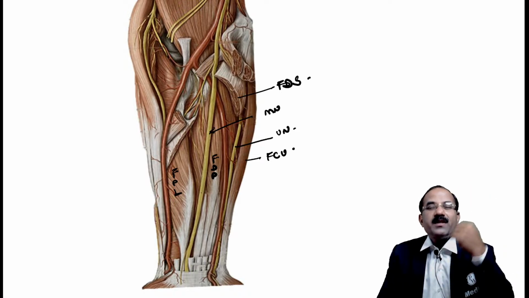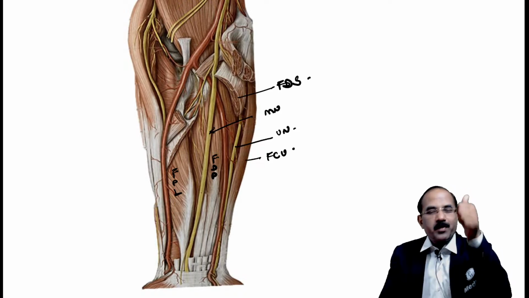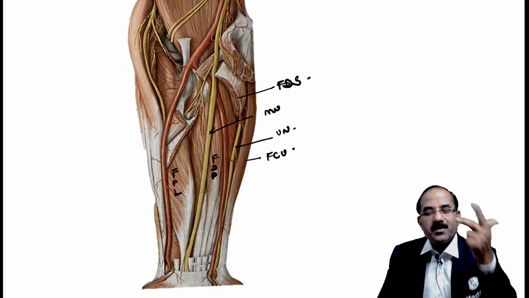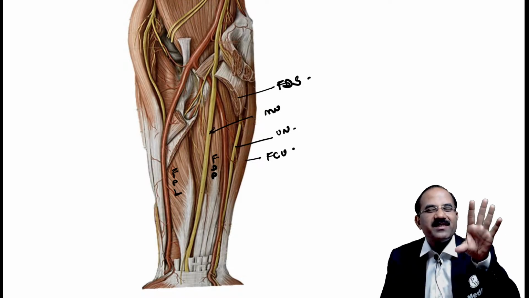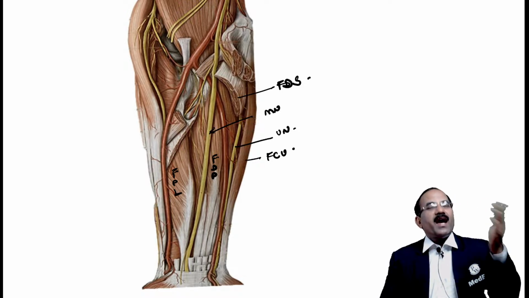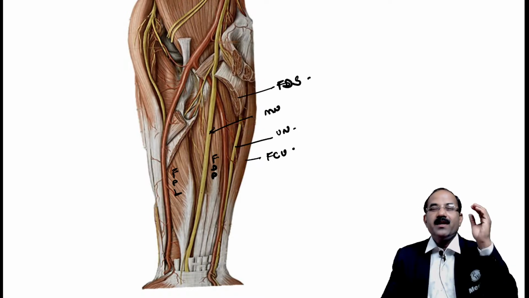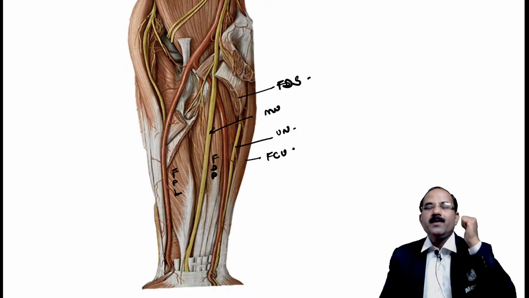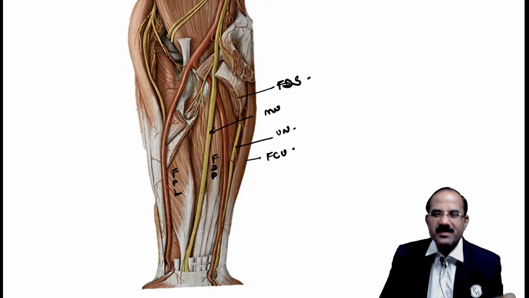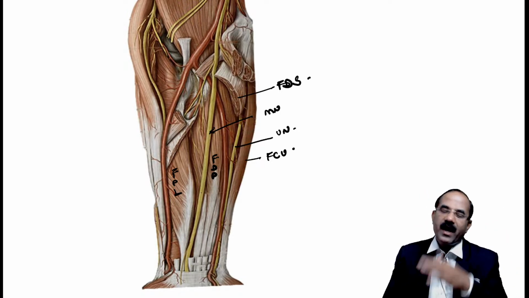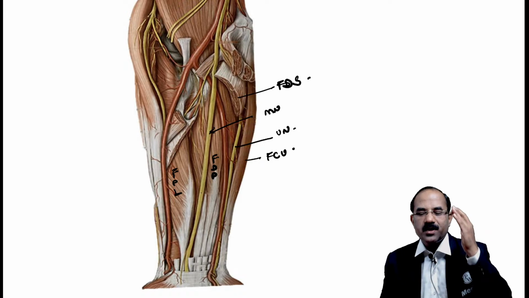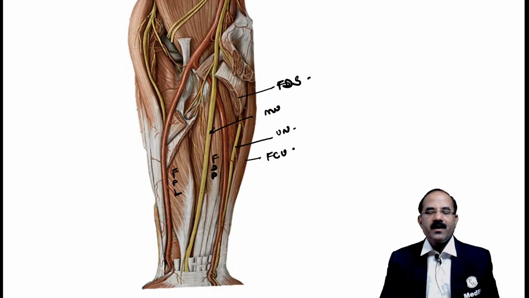In the forearm, which are the muscles supplied by the median nerve? The pronator teres, the flexor carpi radialis, the palmaris longus and the flexor digitorum superficialis. And which are the muscles supplied by the deep branch of the median nerve, that is the anterior interosseous nerve? One, the flexor pollicis longus, the pronator quadratus, and the lateral half of flexor digitorum profundus.